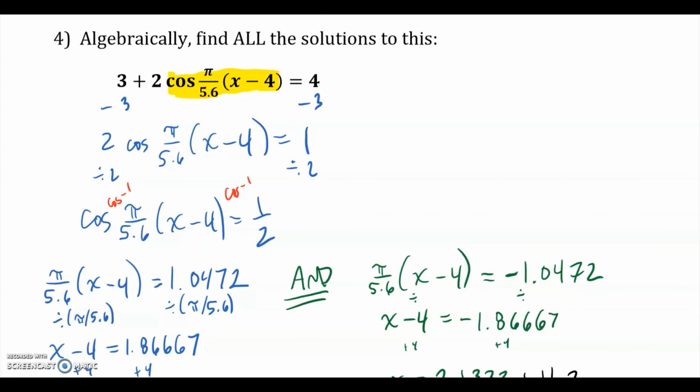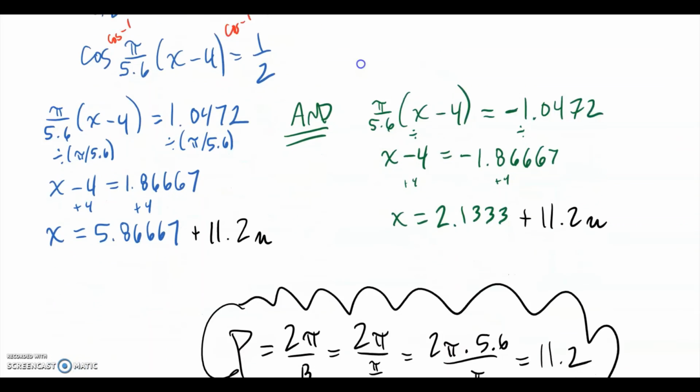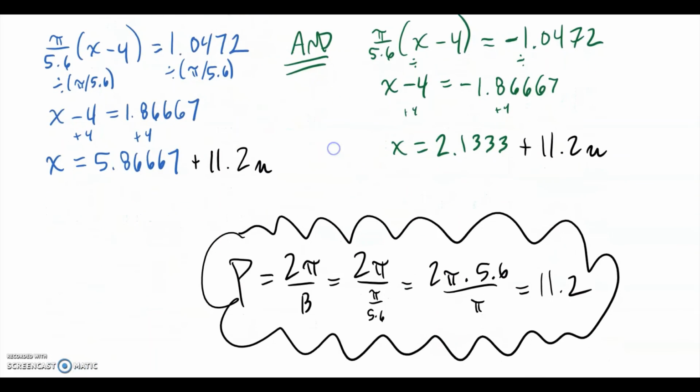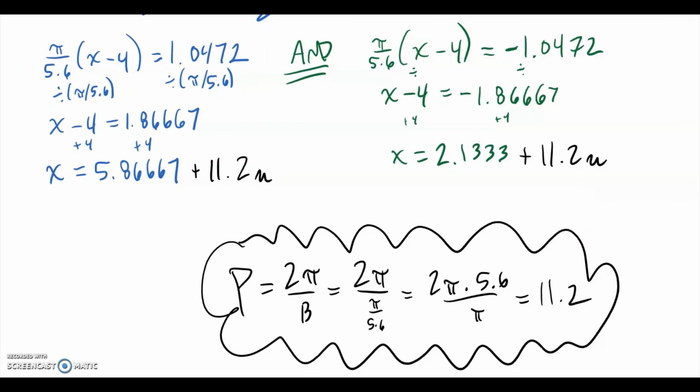Okay, let's look through this last one. And again, we're kind of trying to think of that cosine pi over 6 x minus 4 garbage as one key piece. So to simplify for that first, subtract 3, then divide by 2. Then I end up with cosine of pi over 5.6 times the quantity x minus 4 equals 1/2. Now we inverse cosine, which gets rid of that cosine and gets us a radian value for this. And this is the moment we arc cosine. So we have the positive 1.0472 and the negative 1.0472.